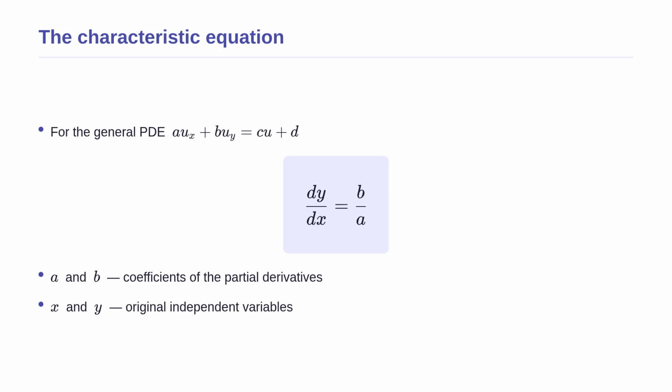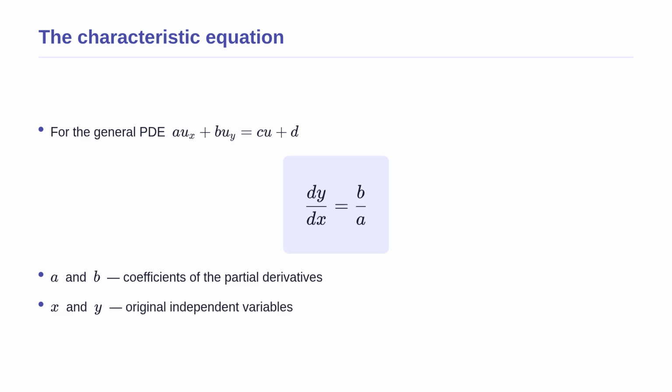This formula comes from the need to find specific paths called characteristics along which our complex equation simplifies. For a general partial differential equation, we identify the coefficients a and b, which multiply our partial derivatives. The characteristic equation is simply the derivative of y with respect to x set equal to the ratio of b over a. The coefficient a represents how the function changes in the x direction, and b represents the y direction.